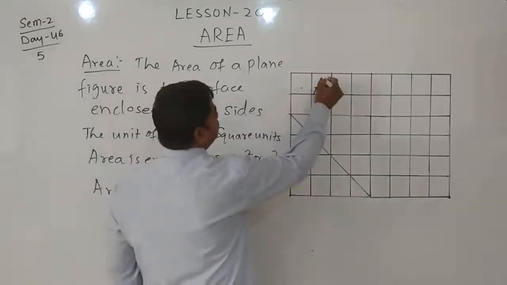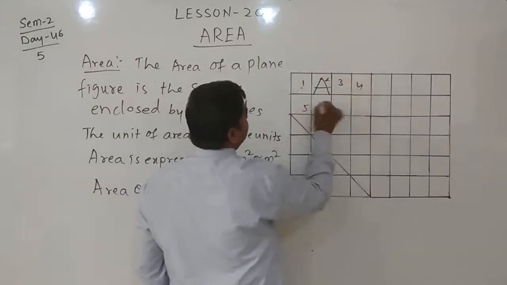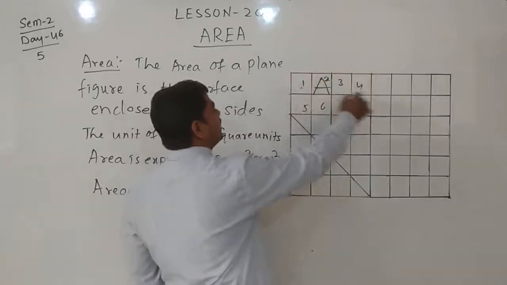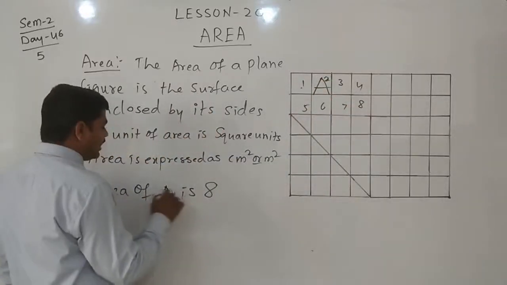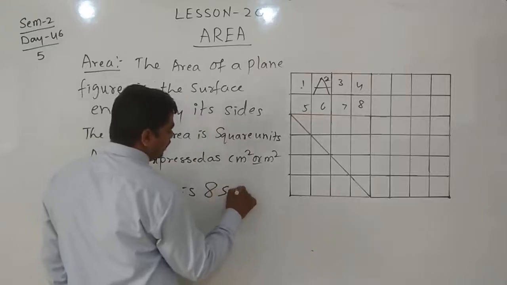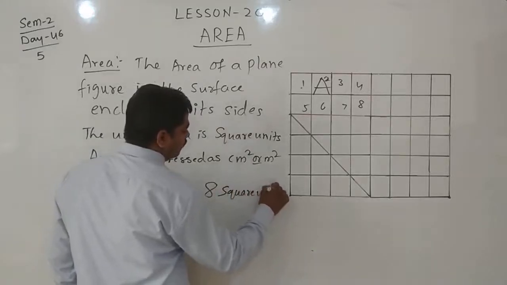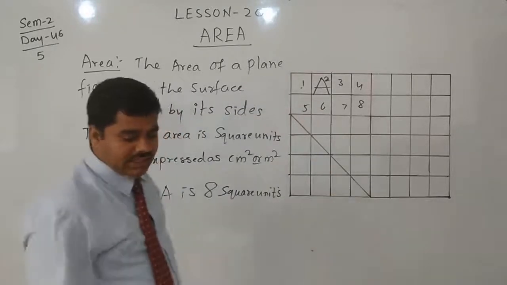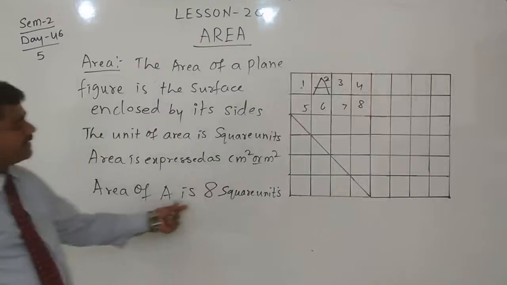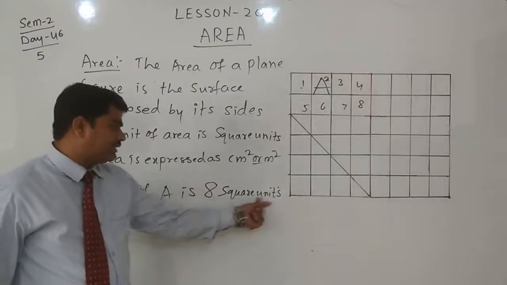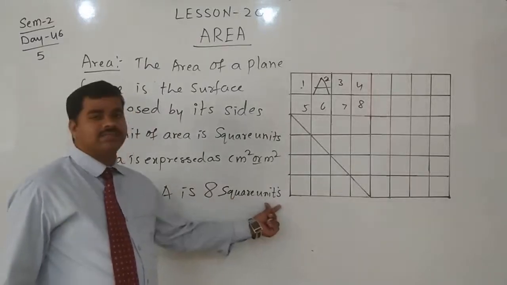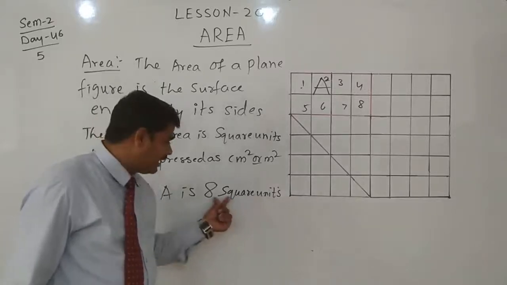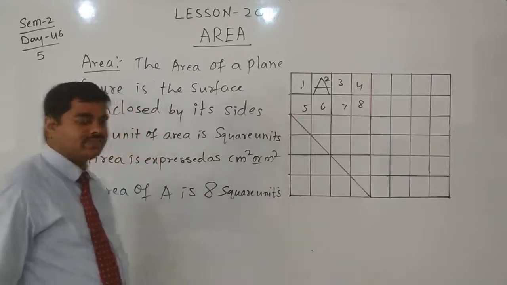How many are there? 1, 2, 3, 4, 5, 6, 7, 8. We can consider this figure 8 square units. Then we can write area of A is 8 square units. I told you 1 centimeter each, 1 centimeter length, 1 into 1. Then we can write this as 8 centimeter square, or we can write 8 square centimeter, like that.